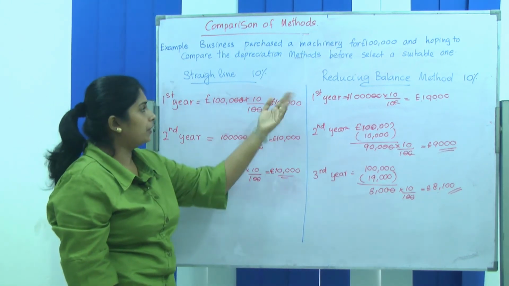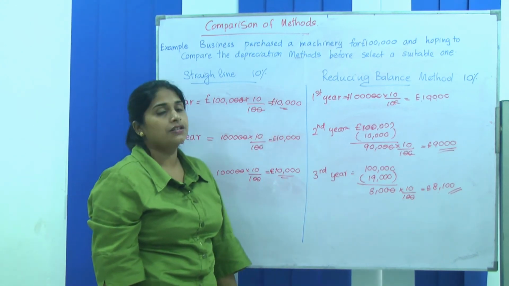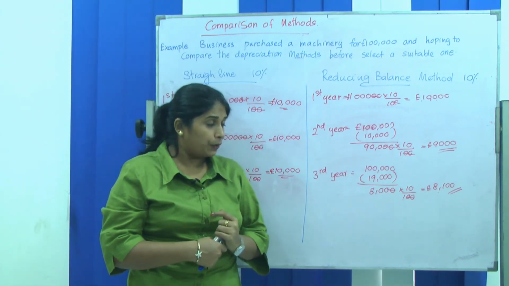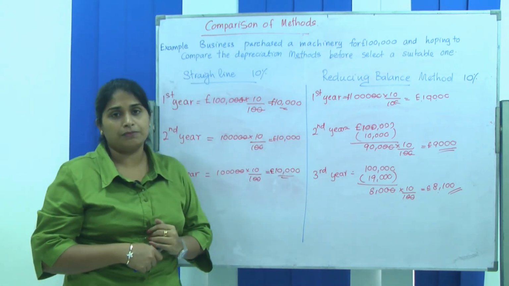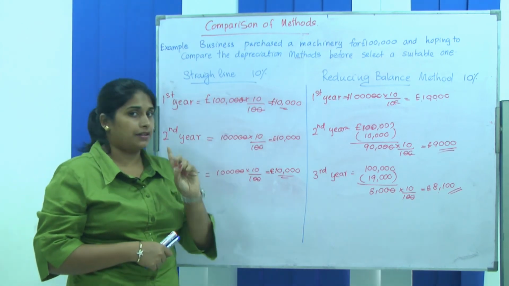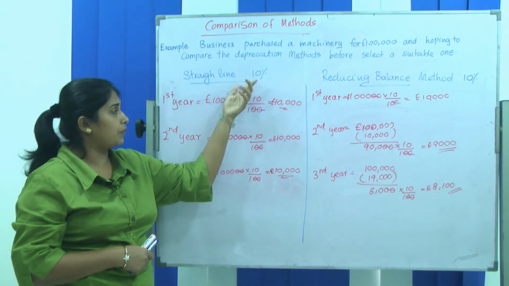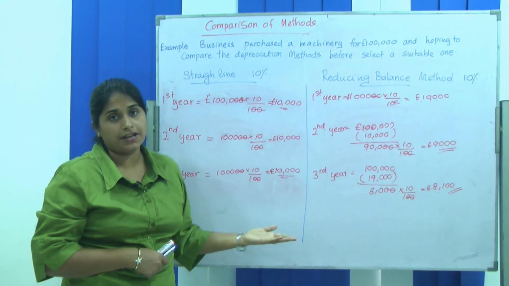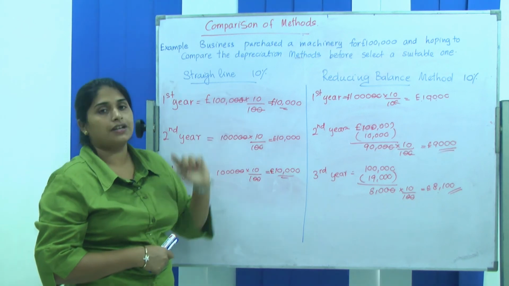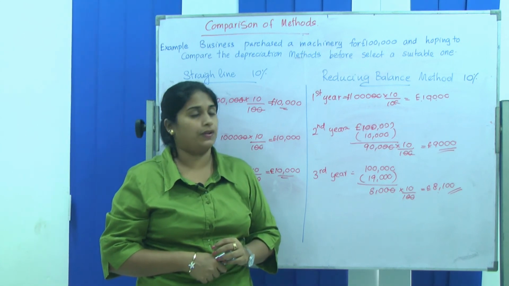The difference is, even though the same percentage and same asset has been used, the depreciation charge changes if you are using different methods. So children, I hope you understood how to use these two depreciation methods. Straight line method has two methods. One is the equation, where you have cost price and disposal value, deducted and divided by the number of years. The other one is the percentage. But reducing balance method, only the percentage will be given.